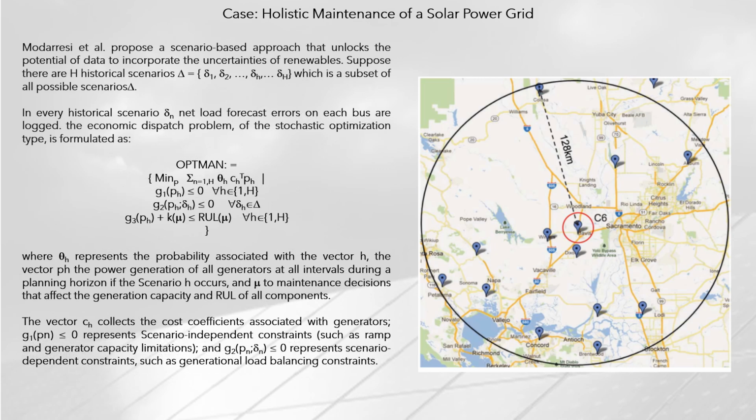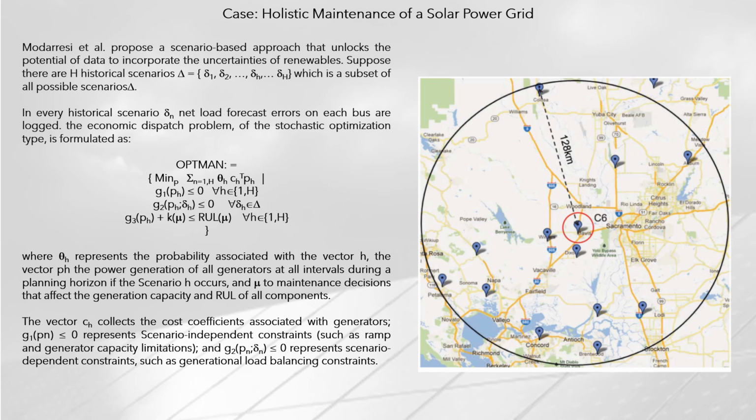Moderacy et al. propose a scenario-based approach that exploits the potential of data to incorporate the uncertainties of renewables. Suppose there are H historical scenarios D = {D1, D2, ..., DH}, which is a subset of all possible scenarios D. In each historical scenario Dn, the net load forecast errors on each bus are logged. The optimization problem is of the stochastic optimization type and determines the optimal economic dispatch considering maintenance.